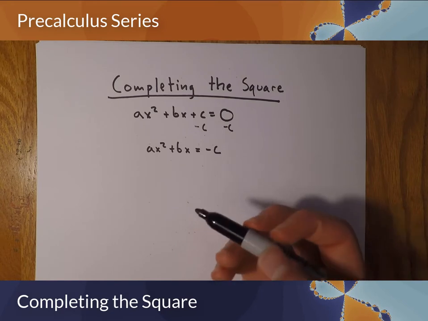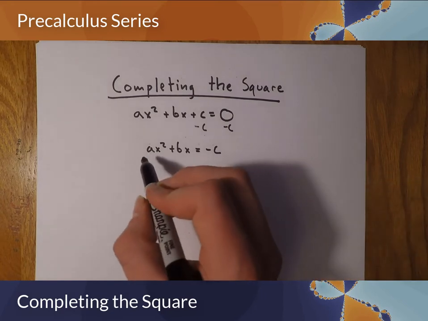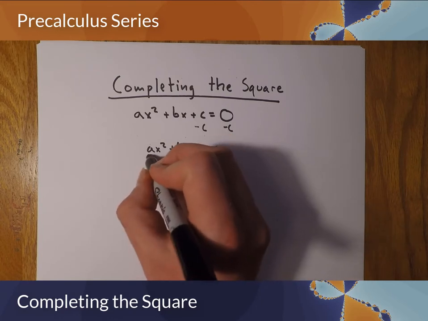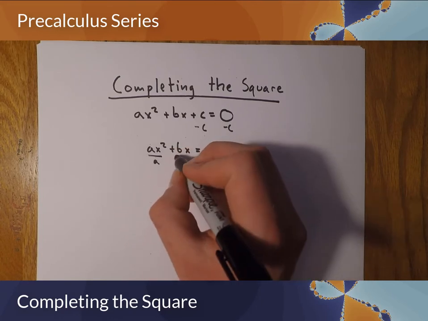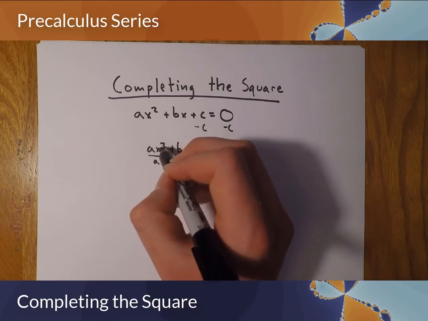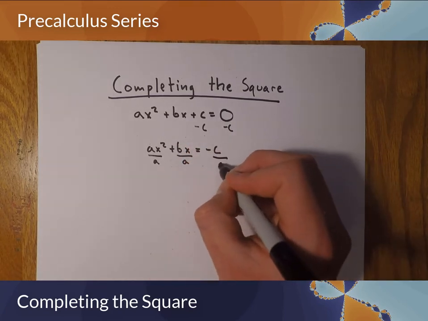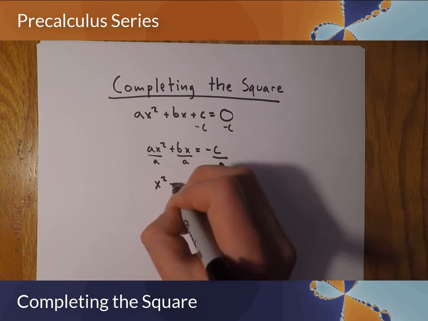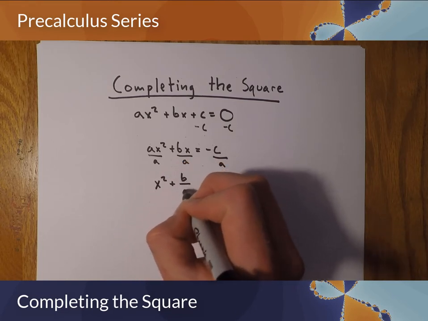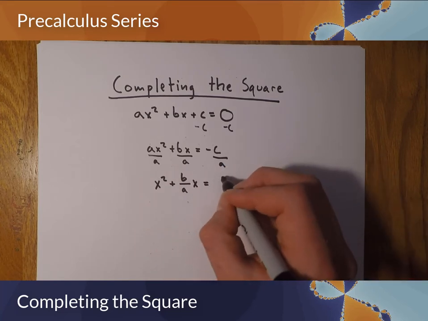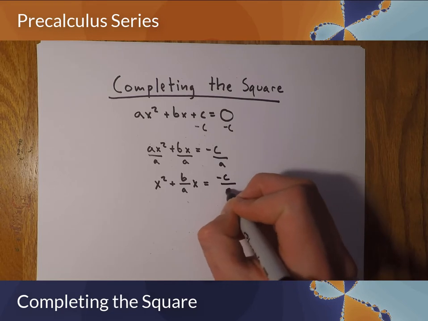Now, to make completing the square easier, we have to get rid of the term in front of x squared. So we divide through by a, so that we ensure the coefficient in front of x squared is 1 and 1 only. All right, so here we go. We have x squared plus b over a x equal to negative c over a.